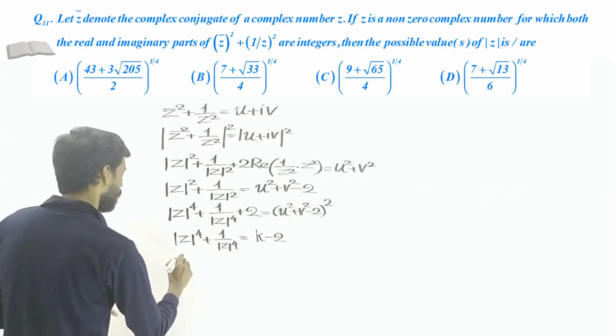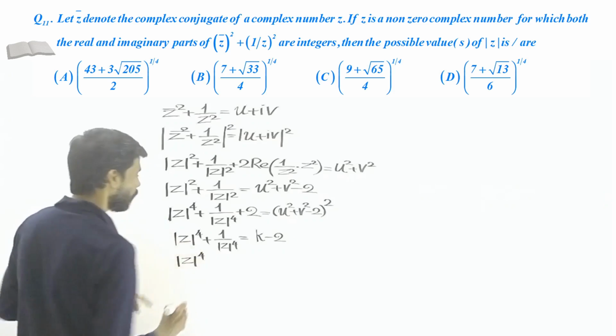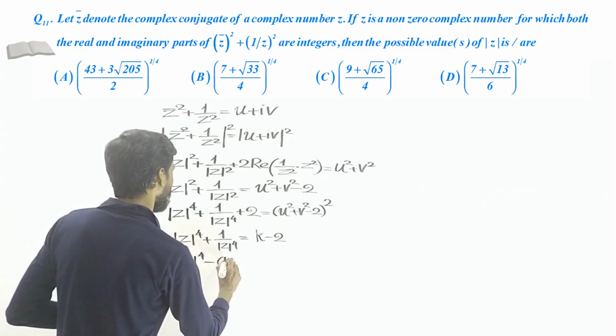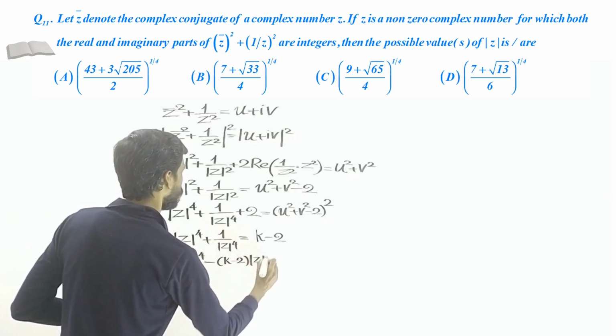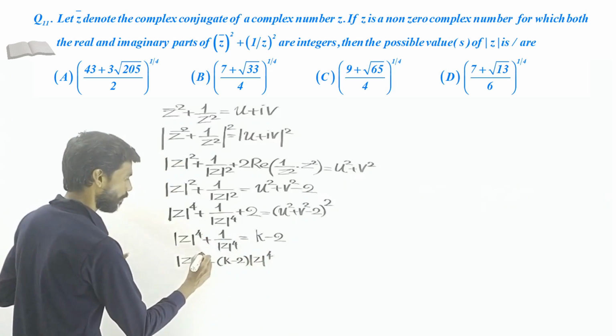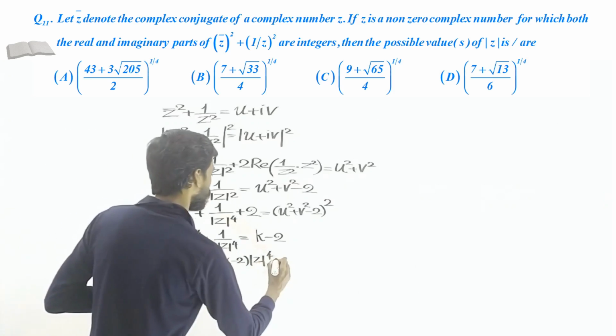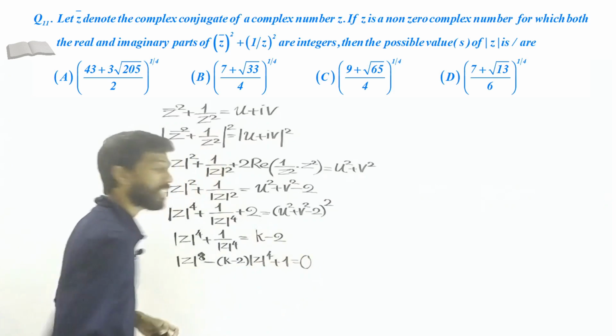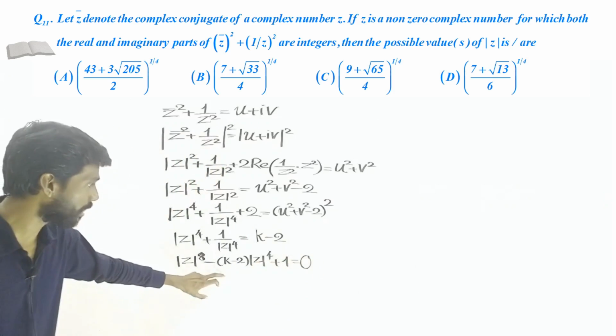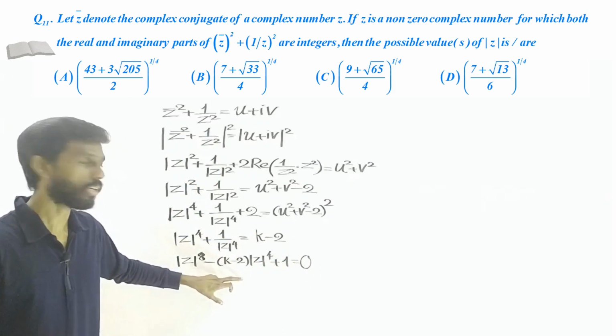Now let us simplify this. This is modulus of z to the power 4, if you bring it to this side, so minus k minus 2 modulus of z to the power 4, so this is power 8, right, and then plus 1 equal to 0. Isn't it like a quadratic equation in modulus z to the power 4? Quadratic equation in modulus z to the power 4.